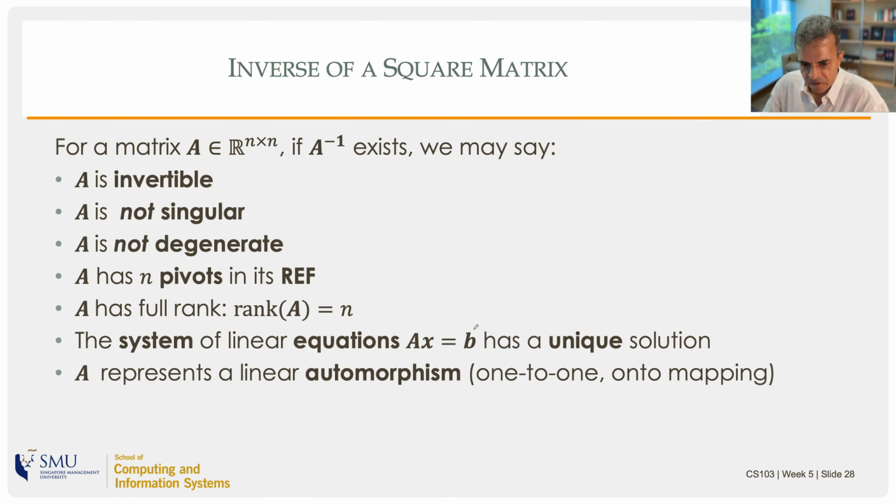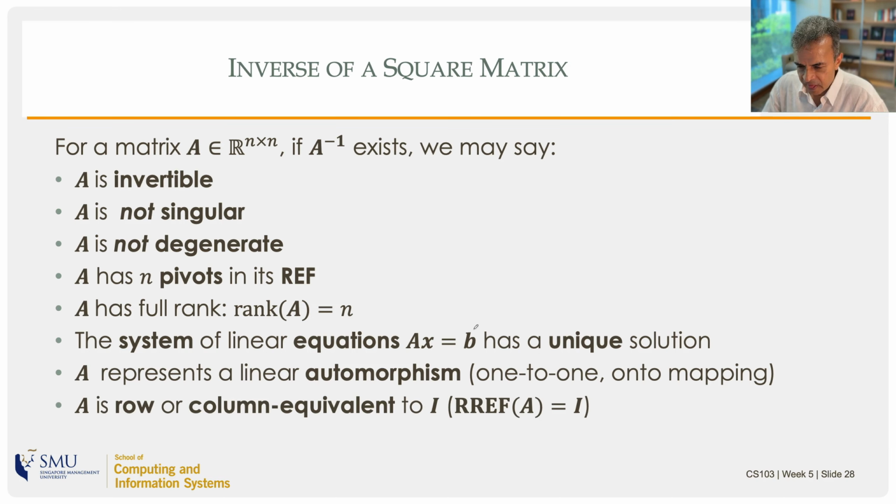We might say fancier things like A represents a linear automorphism, a one-to-one onto kind of mapping, but that is just mathematics. But another thing that I want to say, A is row equivalent and column equivalent to I, meaning by performing a series of elementary row operations on A, you can get to I. The RREF of A is actually I. Or if you want to perform a series of column operations, which means a series of row operations on its transpose, you can again get I.